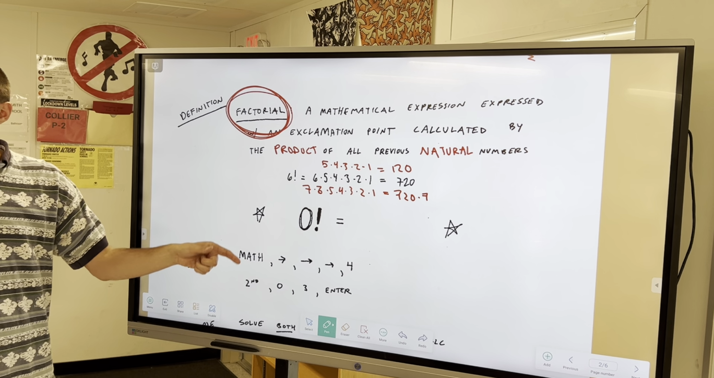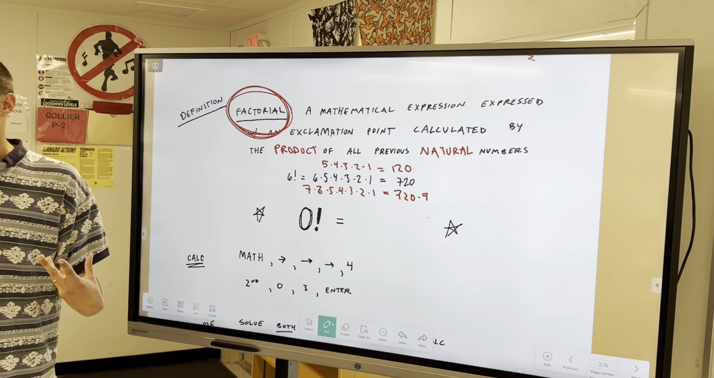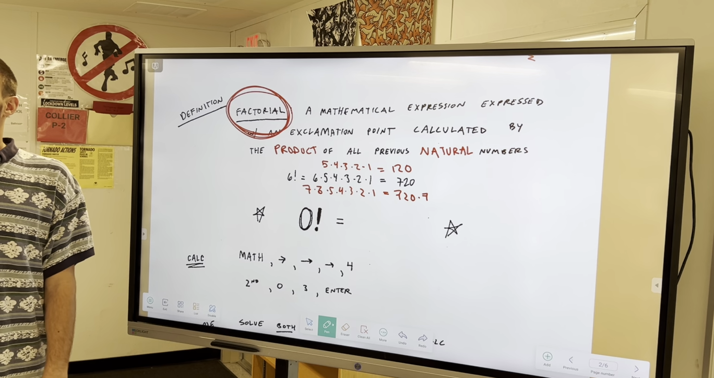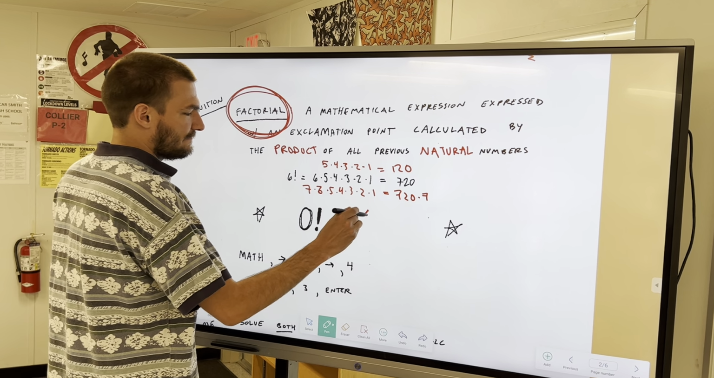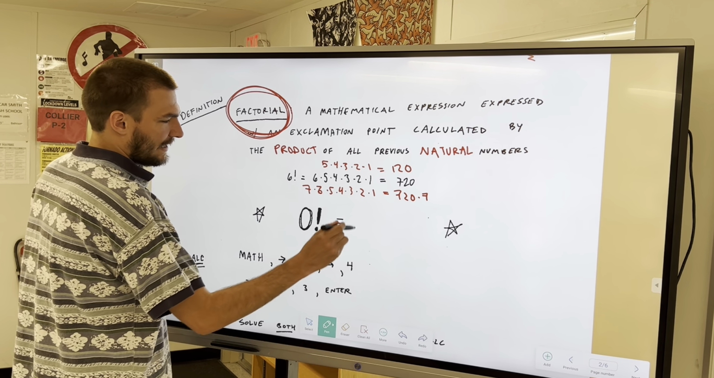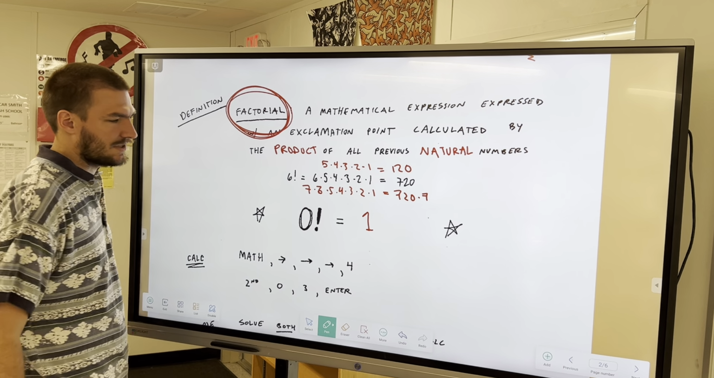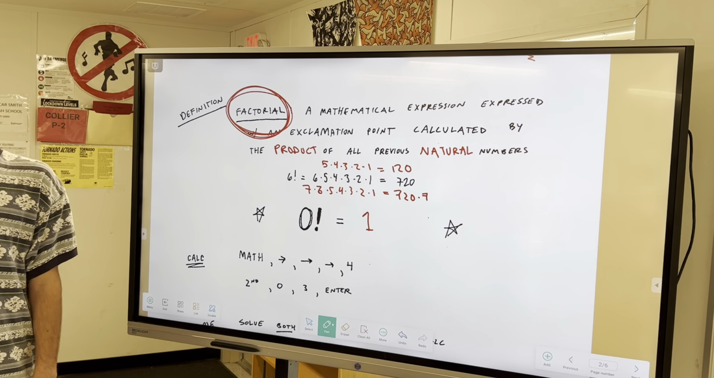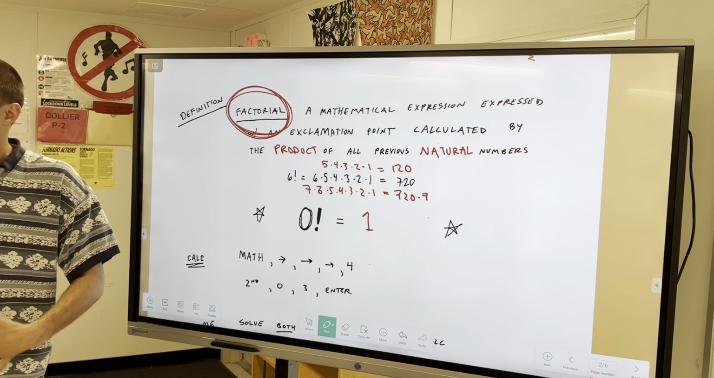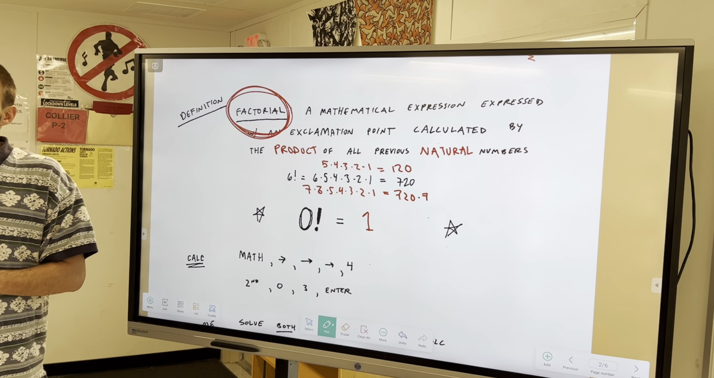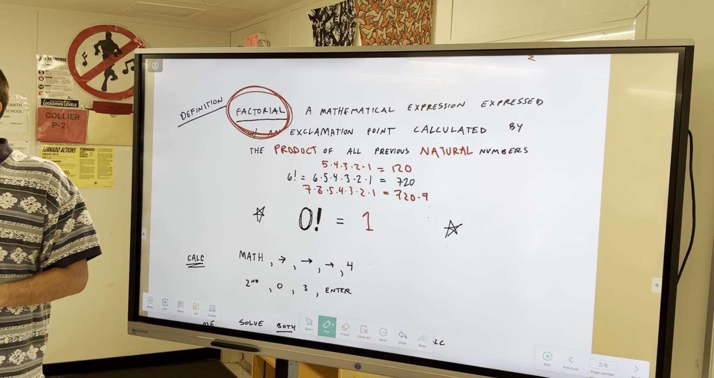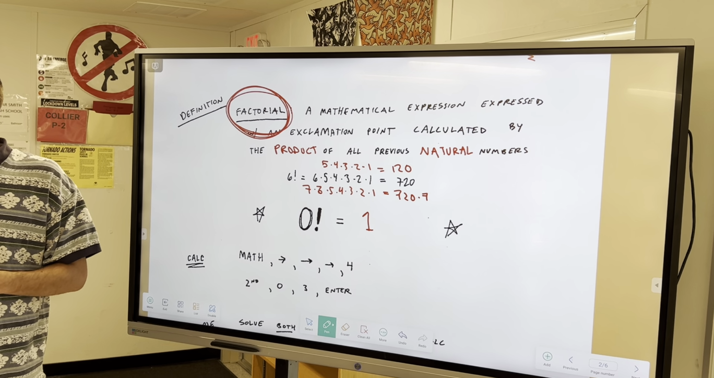Now, 0 factorial. Anybody know what 0 factorial is? 1. Honestly, it doesn't make a whole lot of sense. It's kind of supposed to hurt your brain a little bit. And there's proofs of it and there's reasoning behind it. You know what? The best path forward is just nod your head and say, okay, 0 factorial is 1.